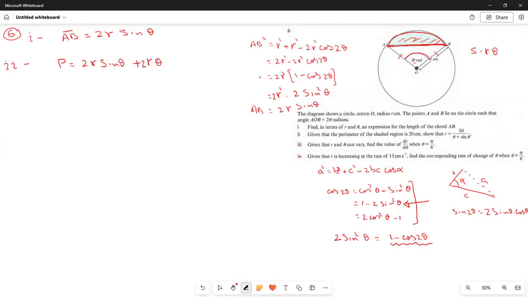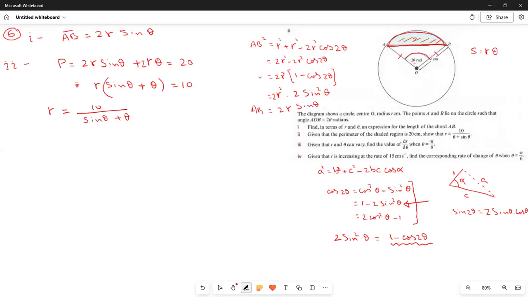Okay, and we are told that the perimeter is given as 20 centimeter. Okay, so if I divide the whole expression by 2, I will get R sine theta plus R theta. So if I take R common, it is R times sine theta plus theta equal to 10, right? And R from here is equal to 10 divided by sine theta plus theta.